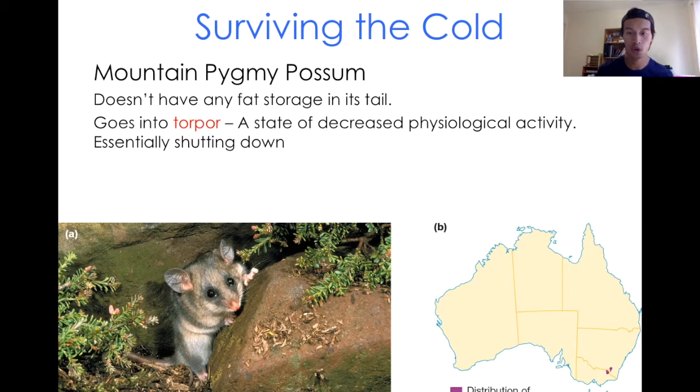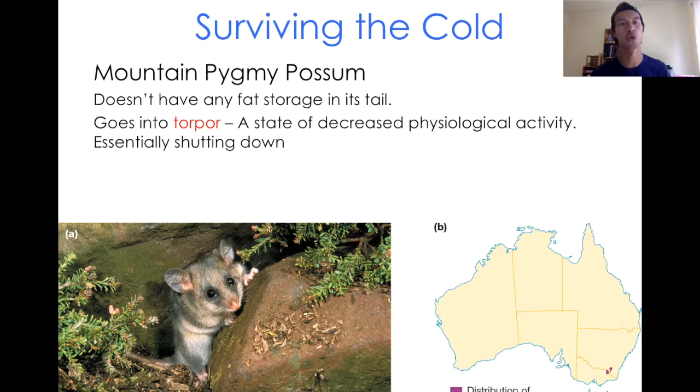And so when you are talking about a mountain environment where it is often cold all times of the year because of the altitude, it means that the air is thinner. If the air is thinner, it doesn't insulate heat as well, and therefore the environment naturally just becomes colder. The mountain pygmy possum doesn't have any fat storage in its tail, and so what it does is it actually needs to go into torpor on a regular basis.